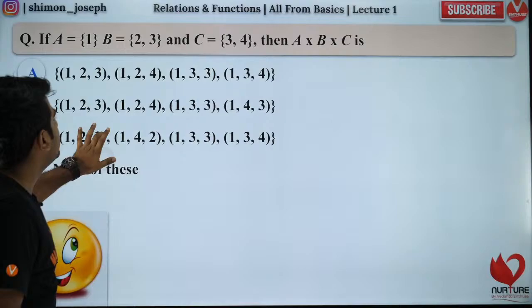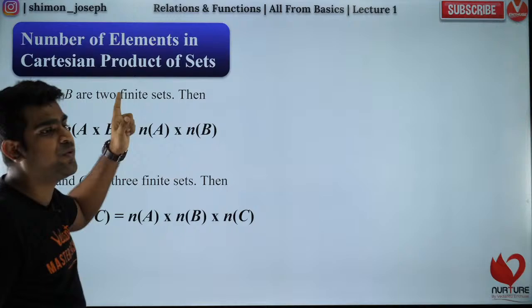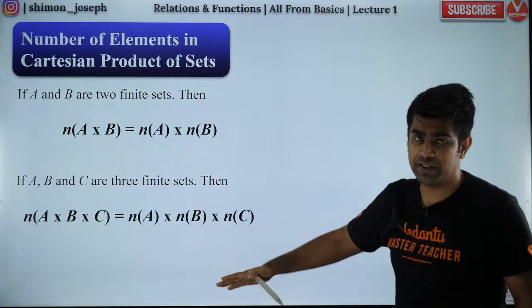Now, how many of you realize this? Did you know this? The number of elements in A cross B is equal to number of elements in A multiplied with number of elements in B. Did you all know this? If you knew this, great. If you did not know this, make a note of it. Now, what does this mean?